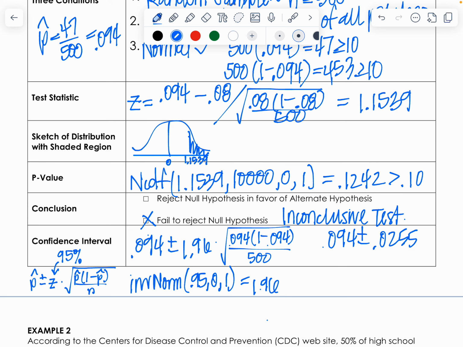And so when we subtract, I get 0.0685, which is lower than that 8% threshold, meaning they would keep the truck, all the way to 0.1195. So 6.85%.